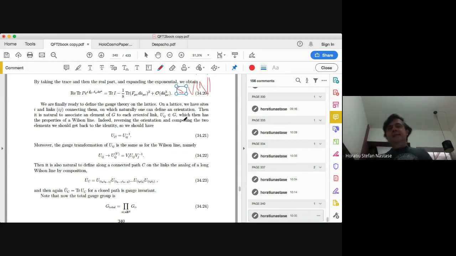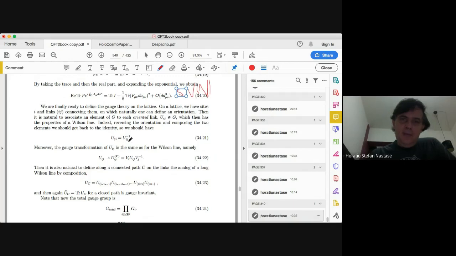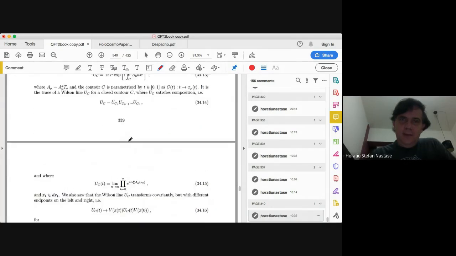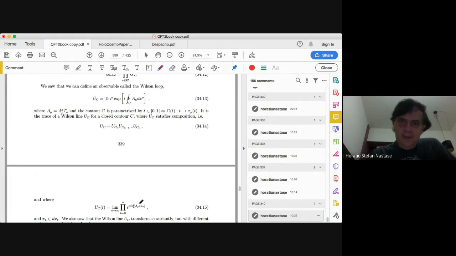And this group element related to the oriented link has the property of a Wilson line. Indeed, if we reverse the orientation and compose the two elements, we should get back to the identity. So that means U_ji is U_ij^-1, which is also what we would get from this infinitesimal definition: you go with i dx^mu, and then the inverse is with minus dx^mu, which gives back the identity.